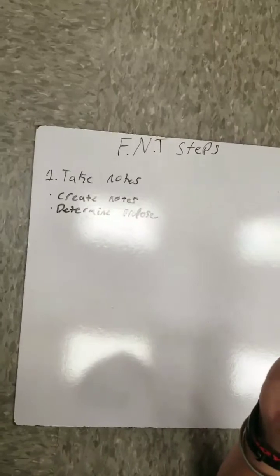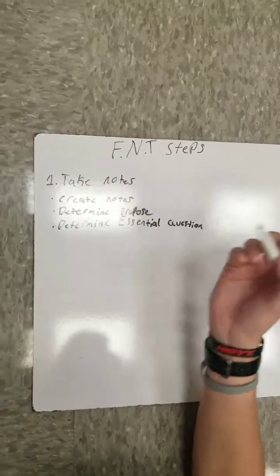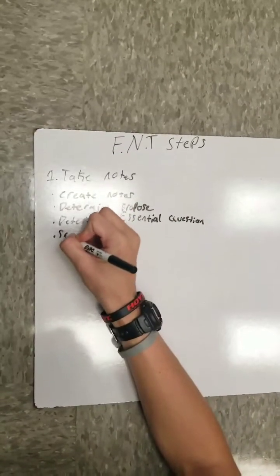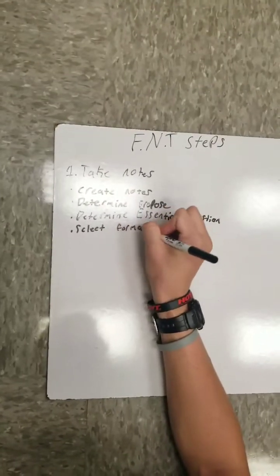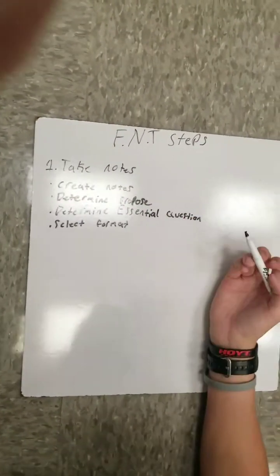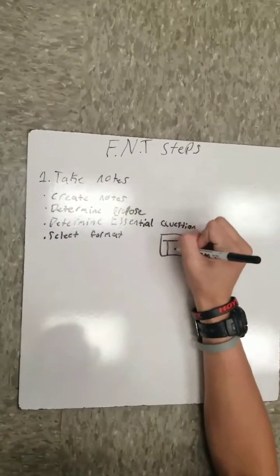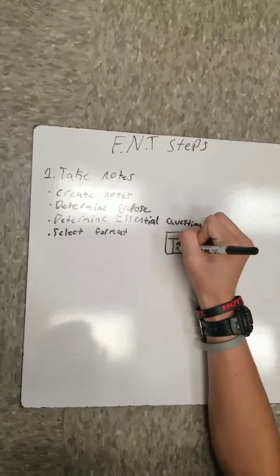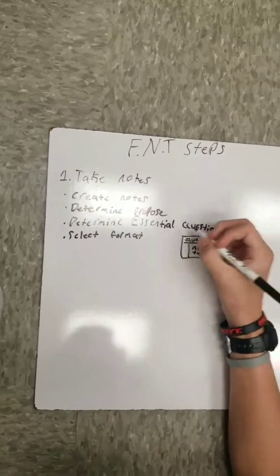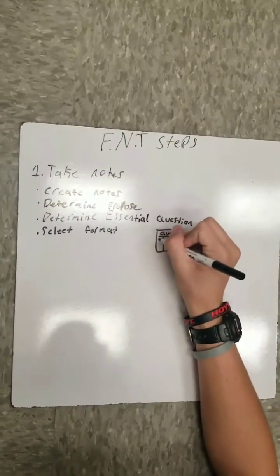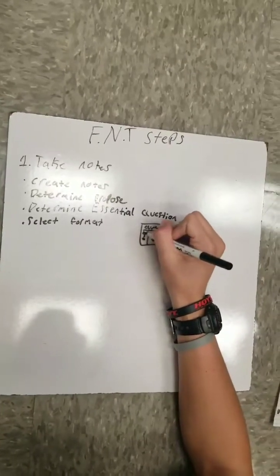And then you need to determine the essential question and select your format. Which you can do Cornell notes, which if this is your piece of paper, you have your notes here. You have your question up here, and then you have your questions down here. So these are your questions.